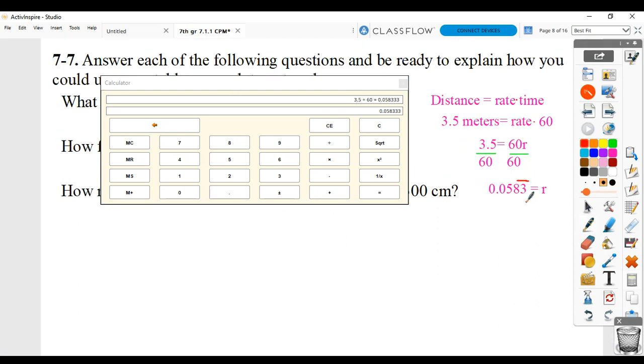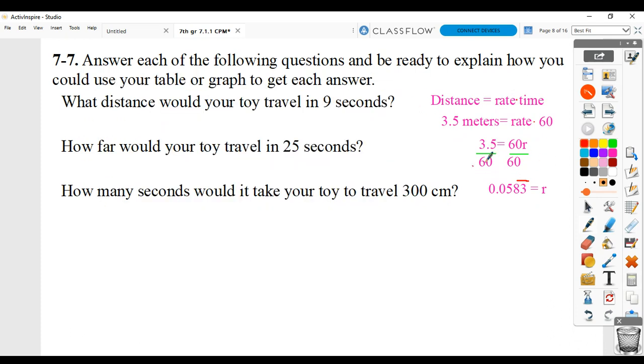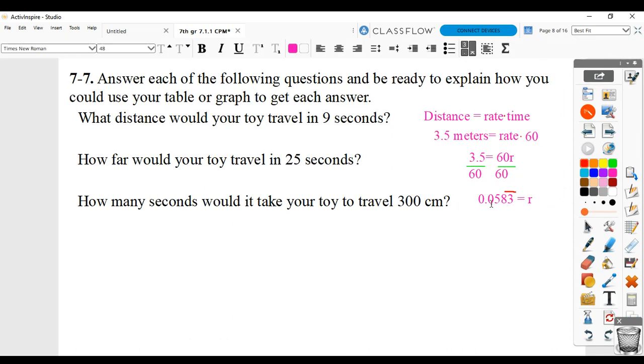We could also, especially if we were using a scientific calculator, change that to a fraction, which would be a more specific answer. Once you've created your equation, and once we found the rate, we now have an equation. The situation for this problem is that distance would equal that rate that we just found, 0.0583 repeating, times the time.